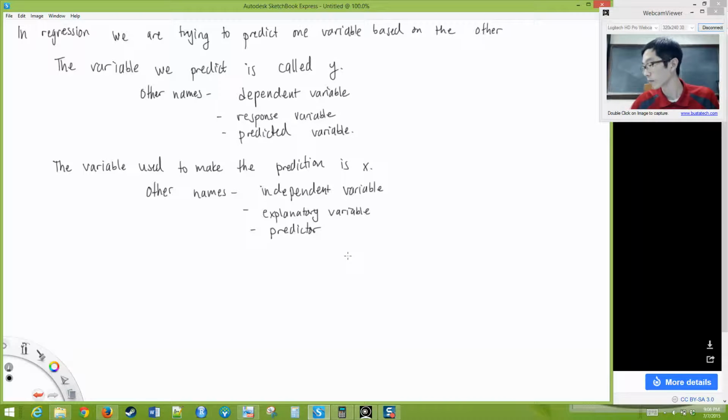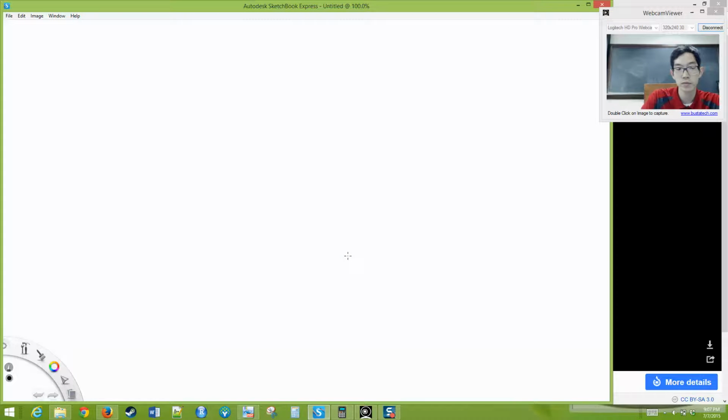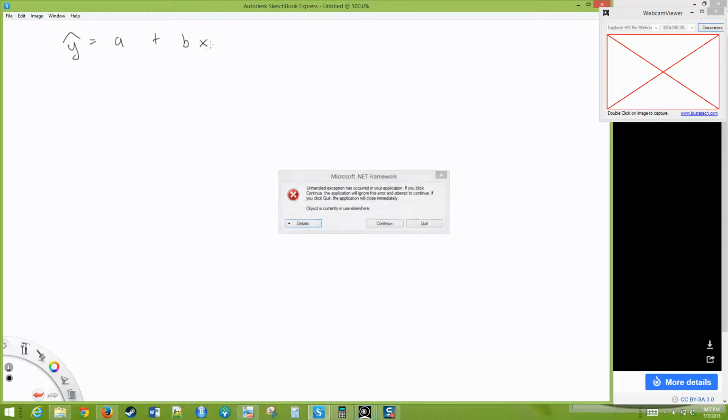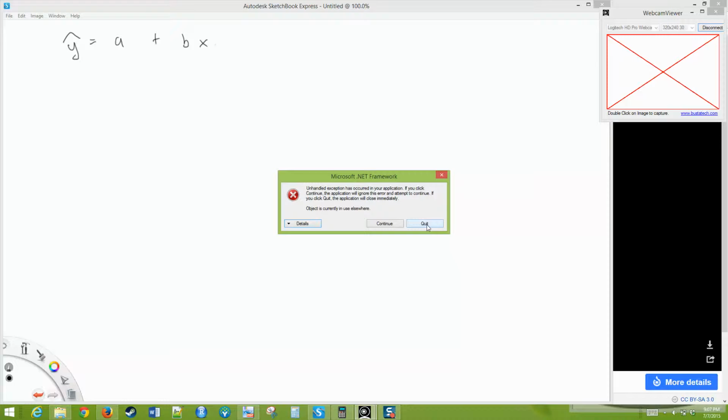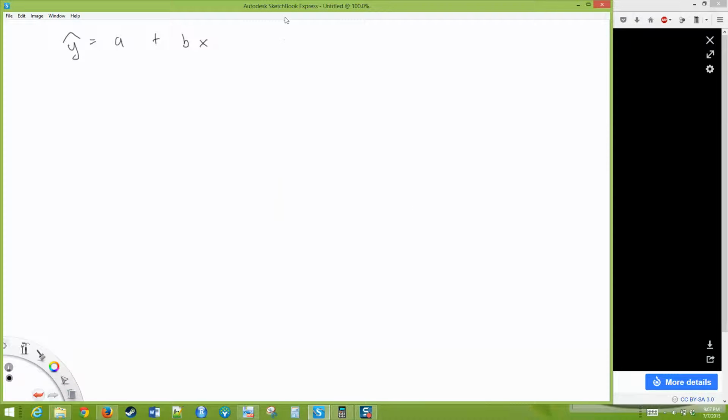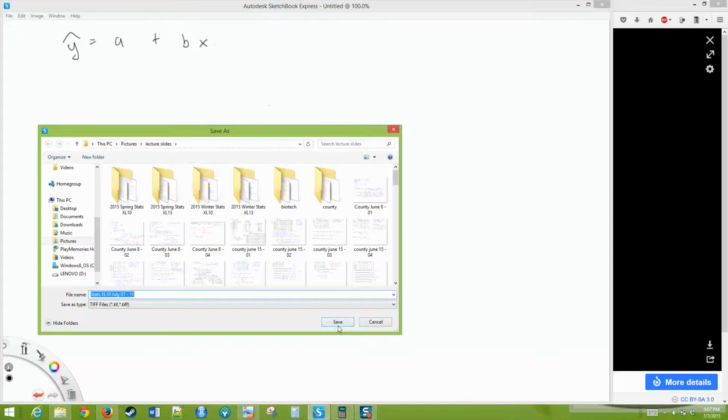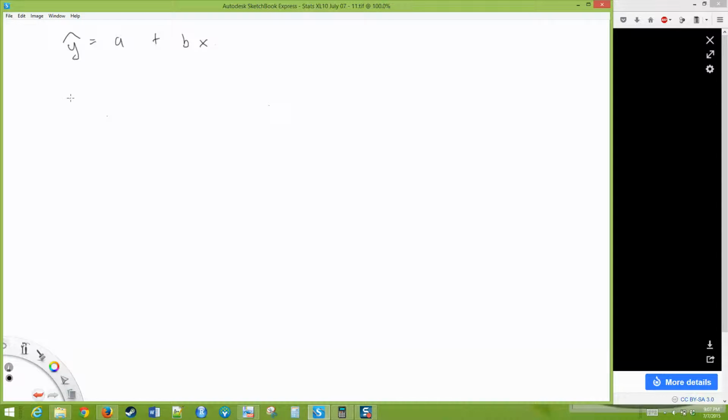Okay, and so here, can I go to the next slide? No. Okay, so again, our regression equation is always in the form y hat equals a plus bx. Something happened. Okay, well, I guess that broke. So y is the variable being predicted, x is our predictor.